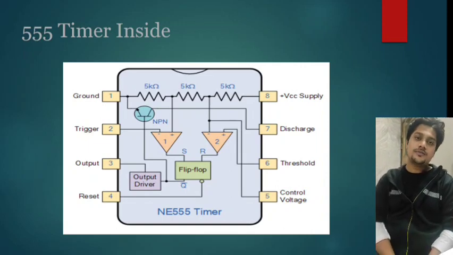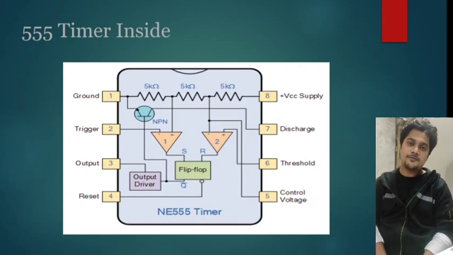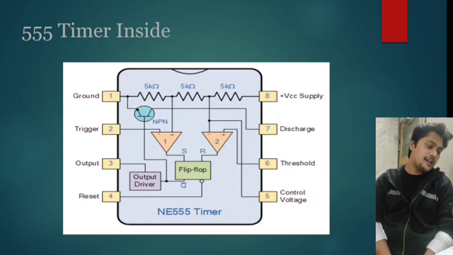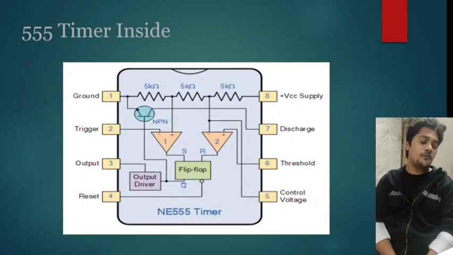Now these 2 op-amps are connected to the same device, which is basically a flip-flop, and we know that it has a 2-bit output. The 1-bit output is connected directly to the output driver, which is again connected to the 3rd pin of this IC, which is the output, and the 2nd bit of the output of this flip-flop is connected to the 4th pin of this IC, which is the reset.